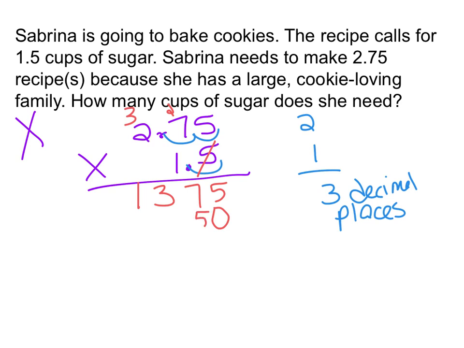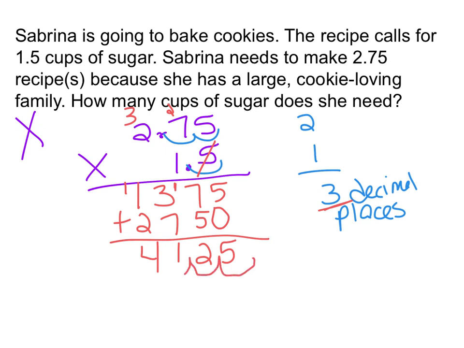1 times 5 is 5. 1 times 7 is 7. 1 times 2 is 2. Then I'm adding this, so 5 plus 0 is 5, 7 plus 5 is 12, carry the 1, 3 plus 7 is 10, plus 1 is 11, carry the 1, 1 plus 2 is 3, plus 1 is 4. So what did I say about how many place values? I know I need 3, so I'm starting from the back. You always start from the back to count the place values. 1, 2, 3.